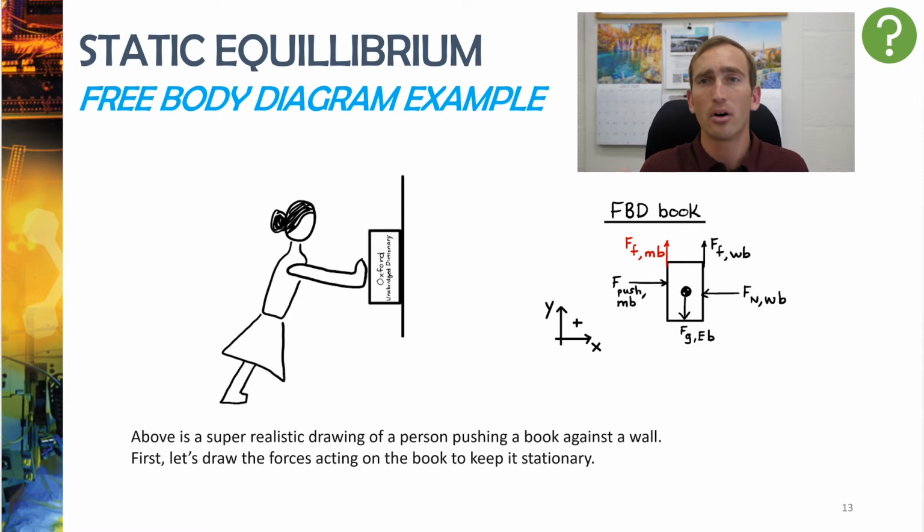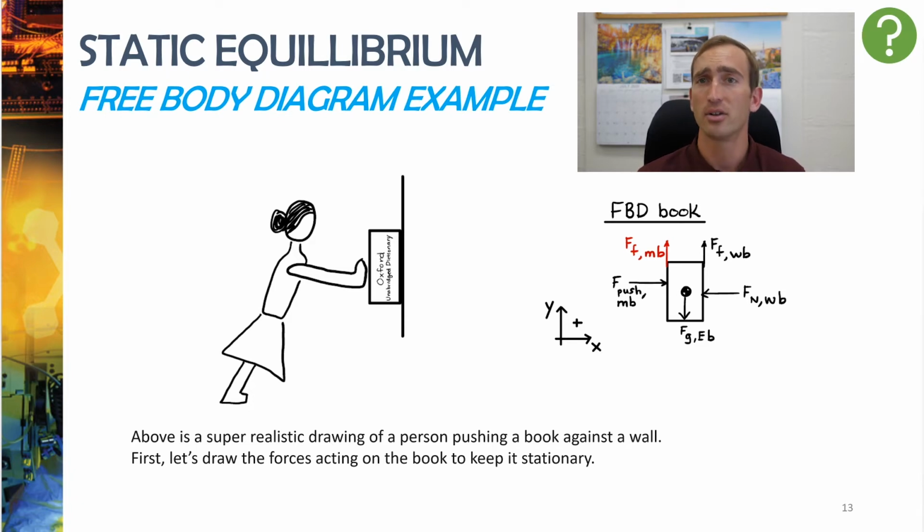If you were the book, always think about how you would feel in the system. So if you were the book, you feel the person pushing you to the right, and you feel the wall pushing you back to the left. You feel like you're getting squished. That's what those two normal forces more or less are: the normal force between the person's hand and the book, and the normal force between the wall and the book. And those are in the x-axis.